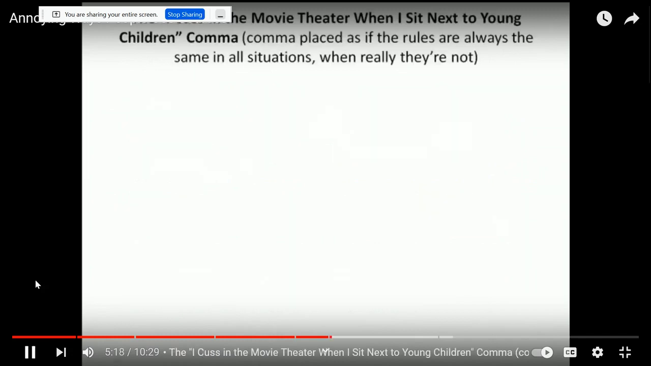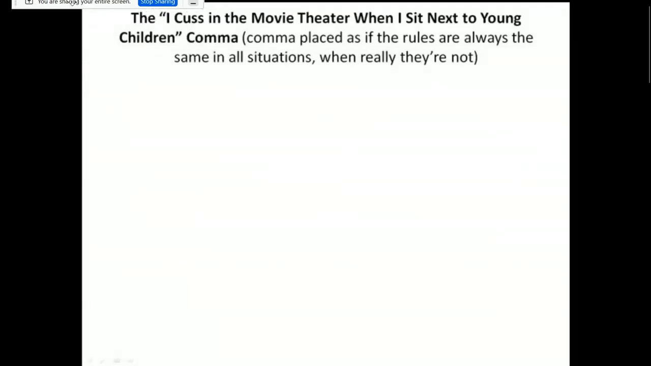Okay. The "I cuss in the movie theater when I sit next to young children," comma. This came from an actual experience of mine. I was in a movie theater and I was sitting next to or behind two teenagers, and one said to another, hey, you better not cuss. There's a little kid right next to me on the other side. And the other cussing kid said, no way, I am a cusser and there's nothing I can do to stop myself. So that kid had just better deal with my cussing. I couldn't really believe it. I was a little shocked.